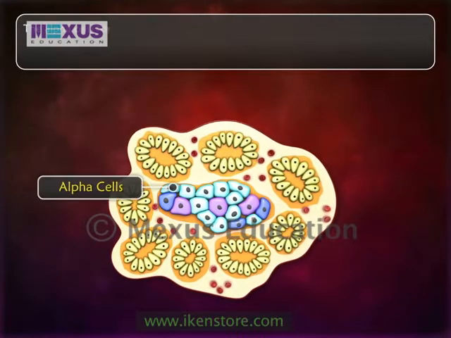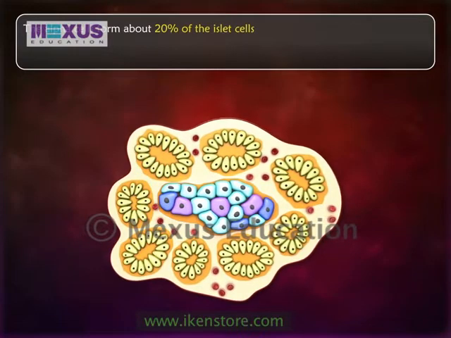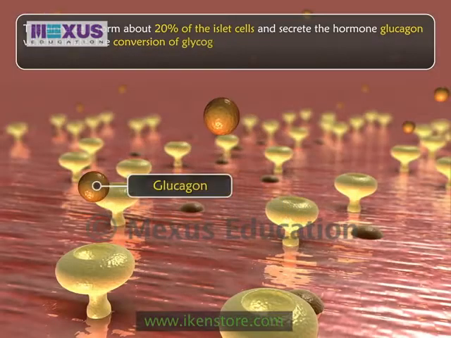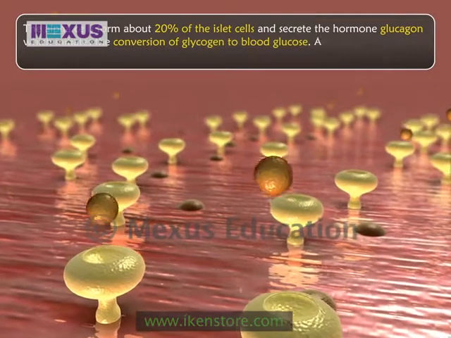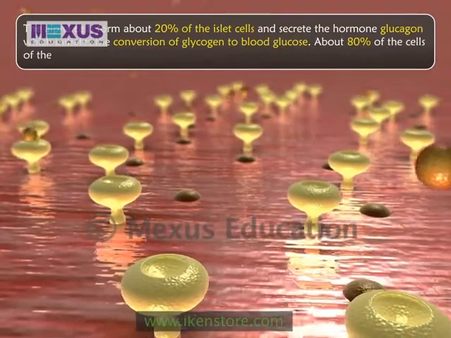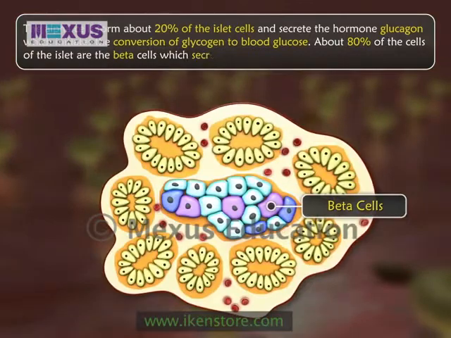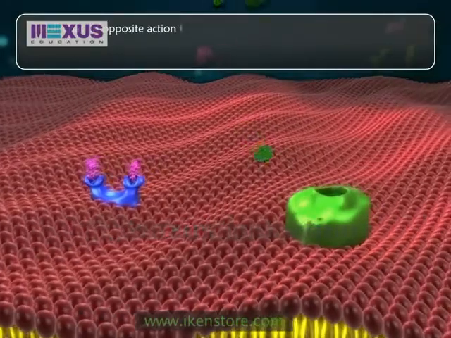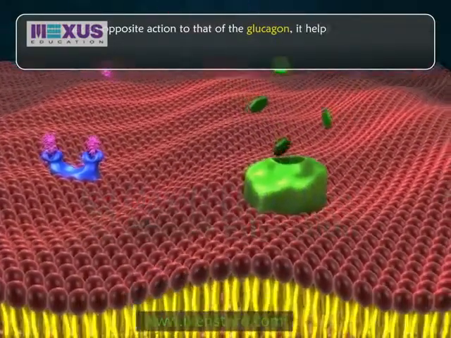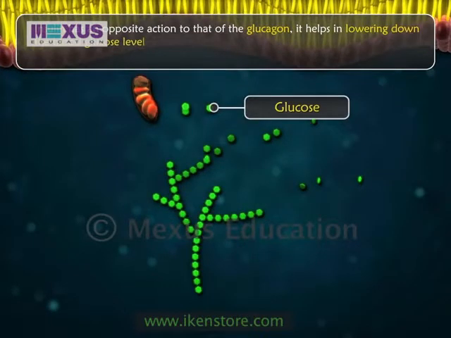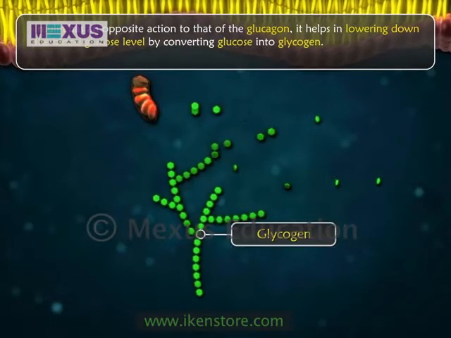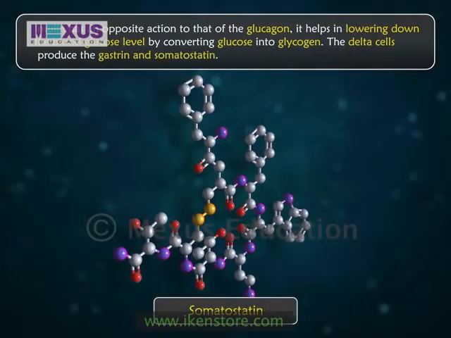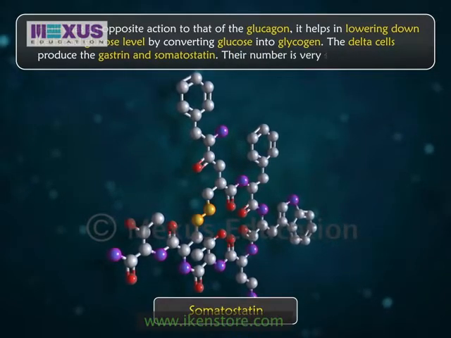The alpha cells form about 20% of the islet cells and secrete the hormone glucagon, which initiates the conversion of glycogen to blood glucose. About 80% of the cells of the islet are the beta cells, which secrete the hormone insulin. Insulin has an opposite action to that of glucagon. It helps in lowering the blood glucose level by converting glucose into glycogen. The delta cells produce gastrin and somatostatin. Their number is very small.